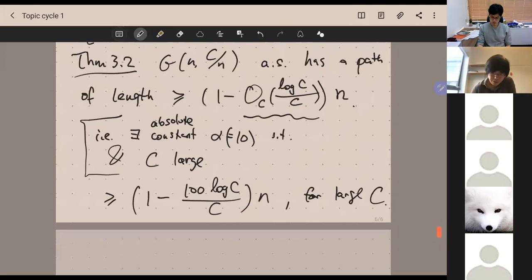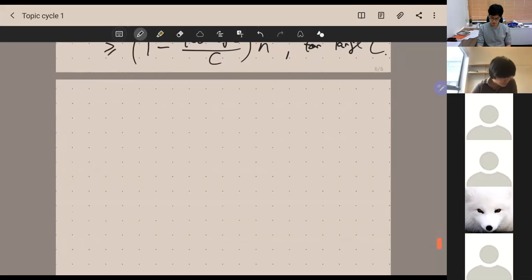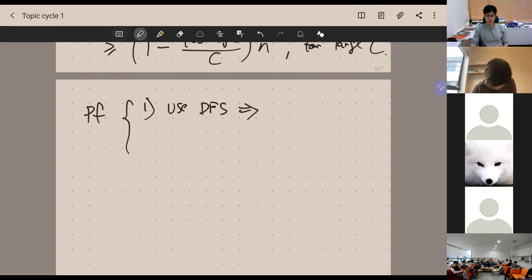Any questions about the statement? Okay, so the proof is very, very simple, short and nice. It consists of 2 steps. Let me first sketch the steps, and then we see the details. The first step: we use DFS to show that if the graph is M-joined, which I will show you the definition, then we have a long path. Okay, this is the statement.